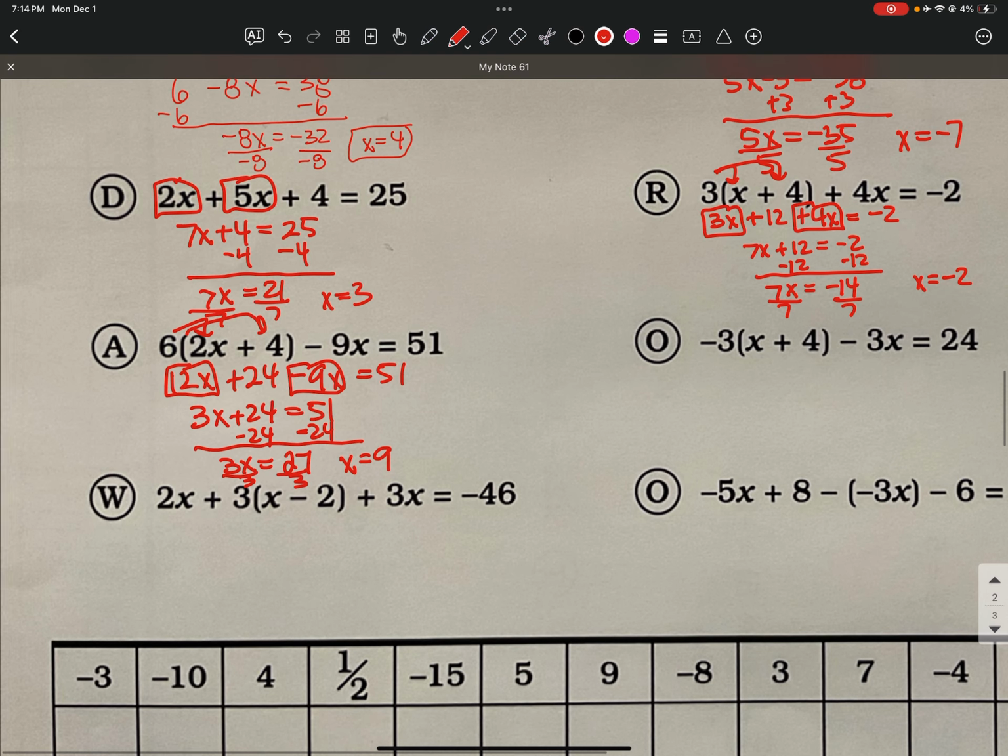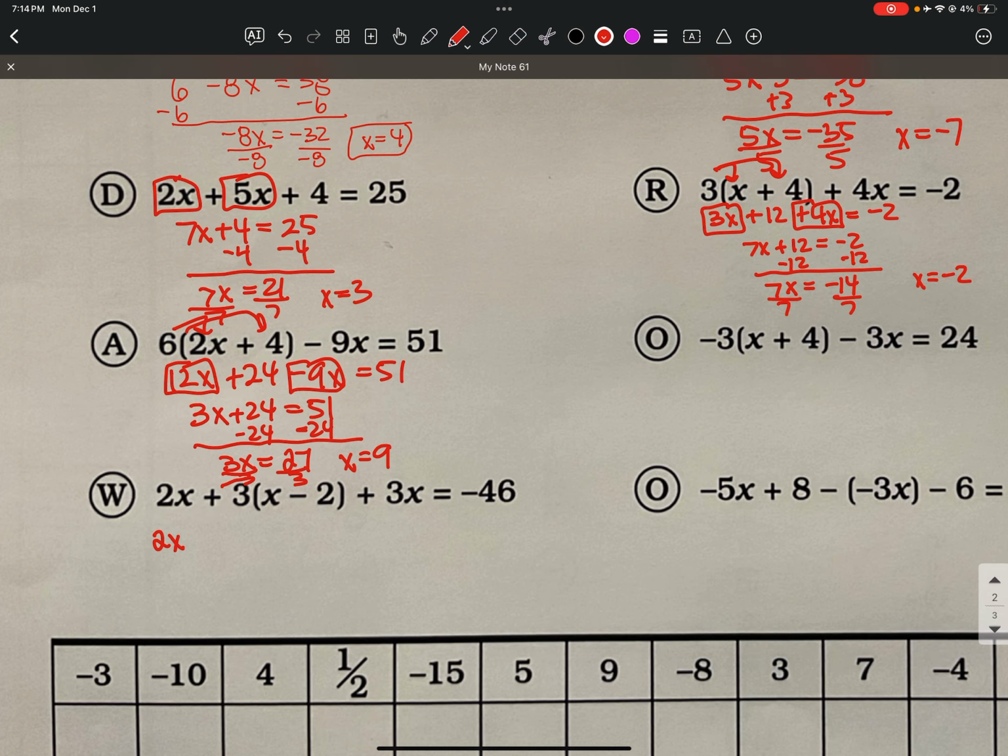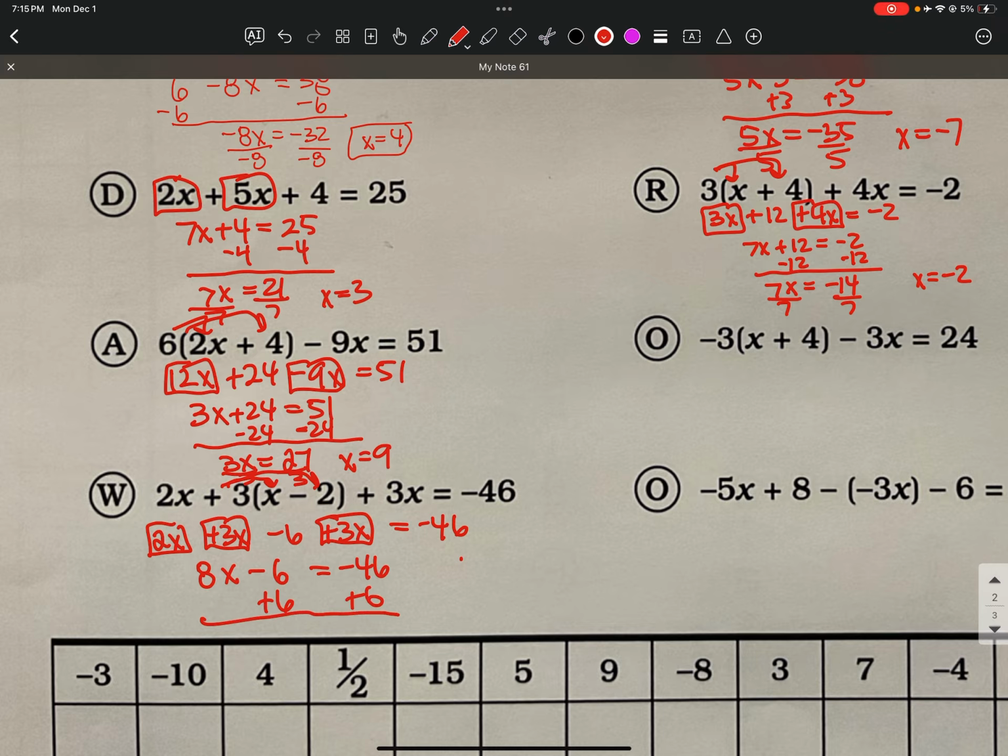Okay, this one, we have 2 x's. 3 times x is plus 3x. 3 times negative 2 is negative 6, plus 3 x's equals negative 46. 2 x's plus 3 x's is 5 x's, plus 3 more x's is 8 x's, minus 6 equals negative 46. Plus 6, I'm going to continue it over here. 8 x's equal negative 46 plus 6 is negative 40. Divide by 8, x equals negative 5.